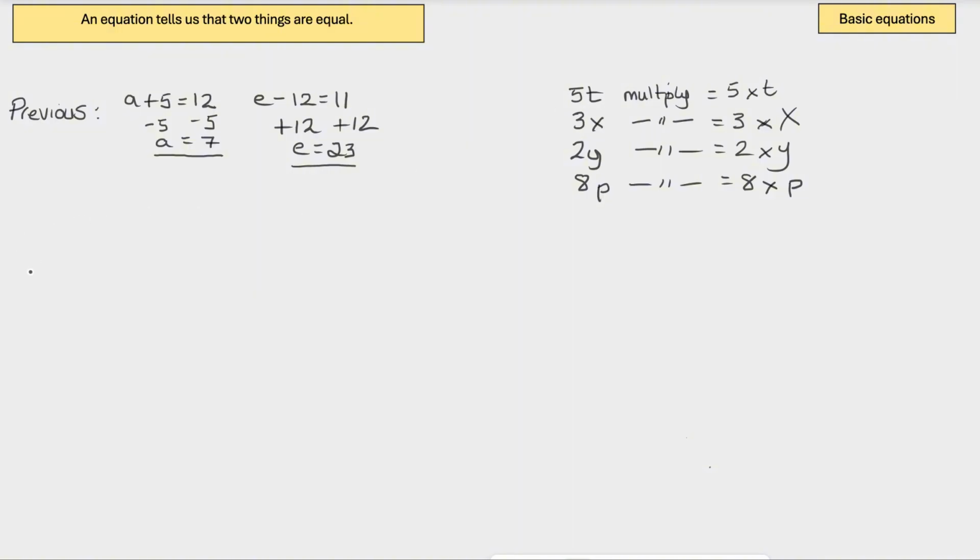Okay, so let's go into some examples using those rules. So we need to find t, our unknown in this question. So we know that that is a multiply. Now, what is the opposite to multiply? Well, we know it's divide. So I now need to divide this by 5 and this by 5. Okay? So now we have t on its own, because that's just cancelled itself out, equals 25 divided by 5 is 5.